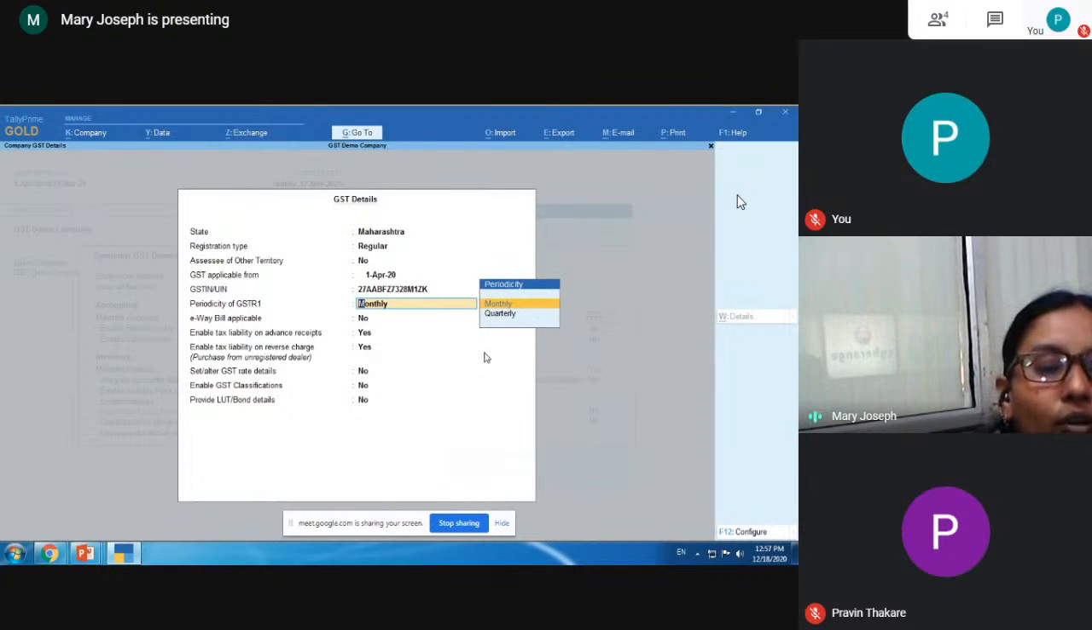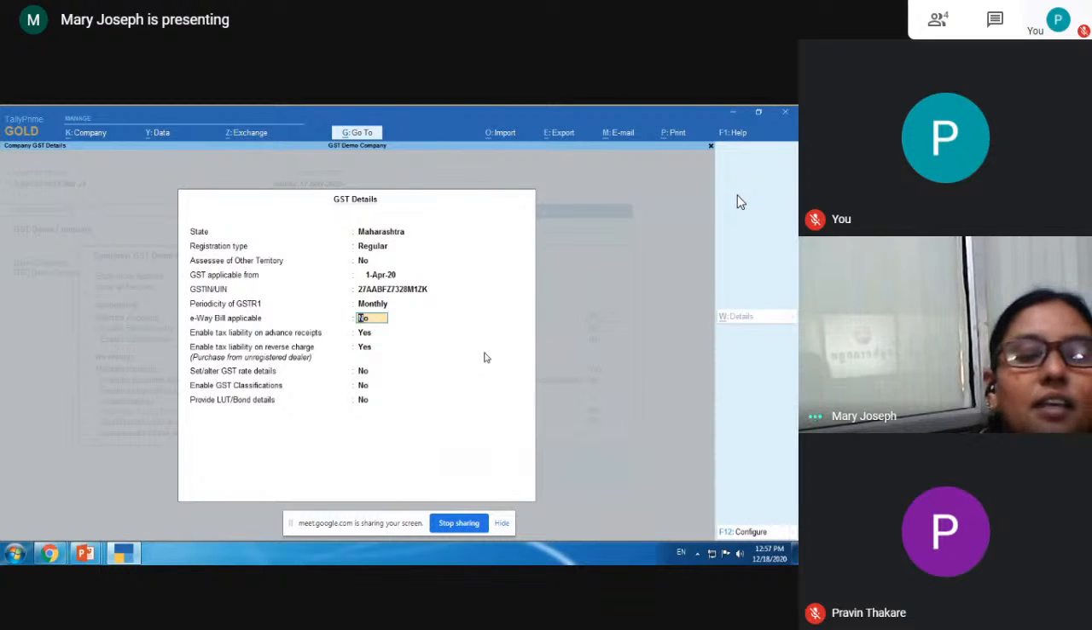Now, the periodicity of GSTR 1 is monthly or quarterly. If you are a composition dealer, then you have to file quarterly returns. If you are a regular dealer, then you have to file monthly. So we are selecting monthly.